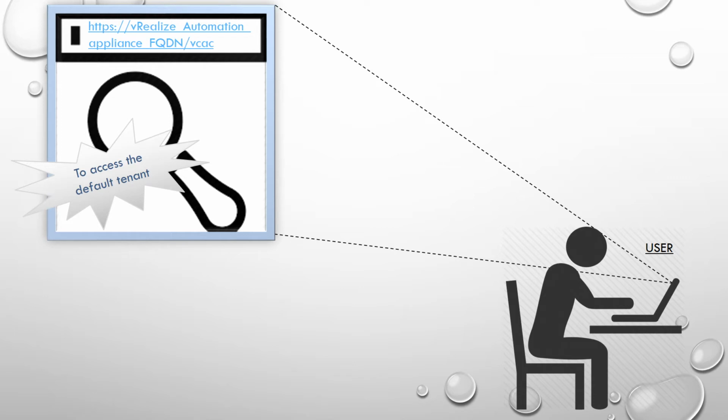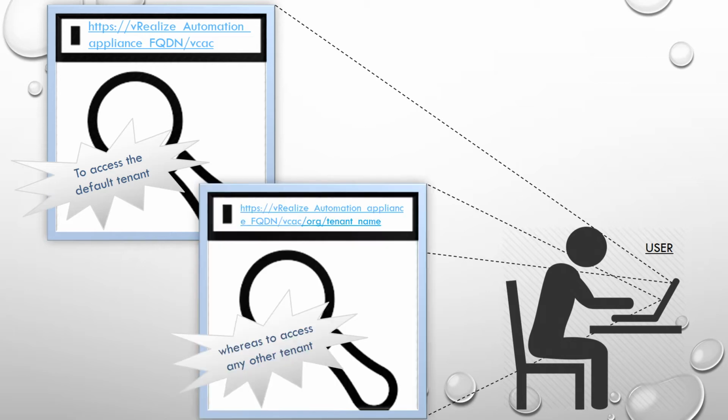While we are talking about tenants, let us discuss the way to access them as well. To access the default tenant, go to https://vRealize Automation appliance FQDN/vcac. Whereas to access any other tenant, go to https://vRealize Automation appliance FQDN/vcac/org/ the tenant name that you are trying to access. The tenant name or the URL for the default tenant cannot be changed, but you can assign a tenant admin as well as an IaaS admin at any point of time.